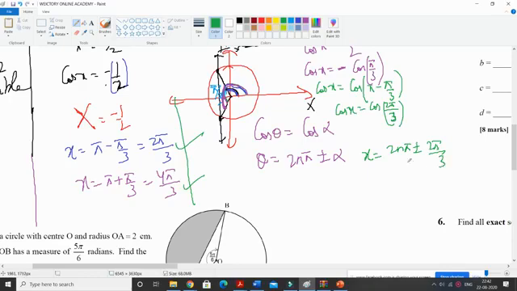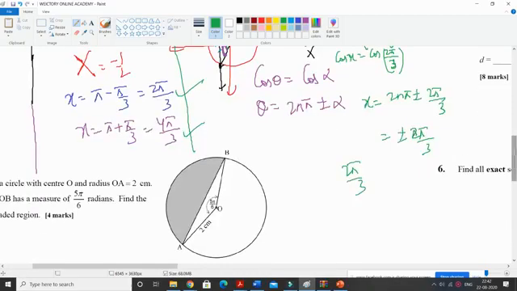Okay, so here if you substitute 0 here, you will get plus minus 2 pi by 3. We cannot take negative, so one answer has to be 2 pi over 3. The other answer we'll get when we substitute n is equal to 1.